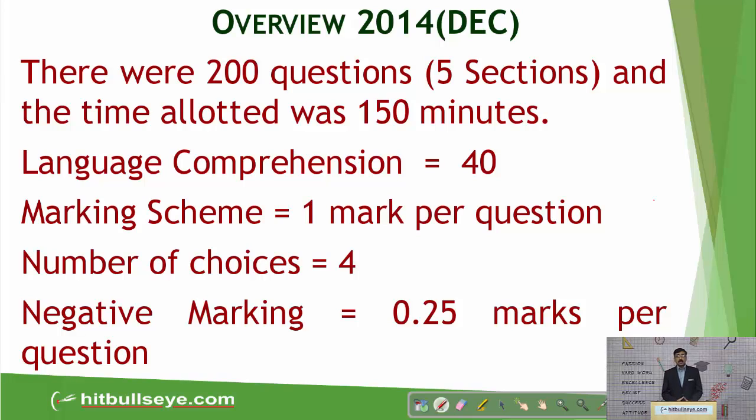So there were 200 questions comprising 5 sections. Each section had 40 questions, and the marking scheme was 1 mark per question, number of options 4, and negative mark 0.25 per question.